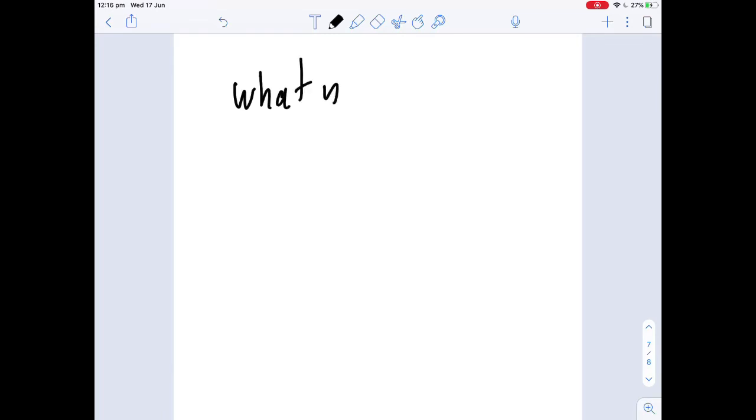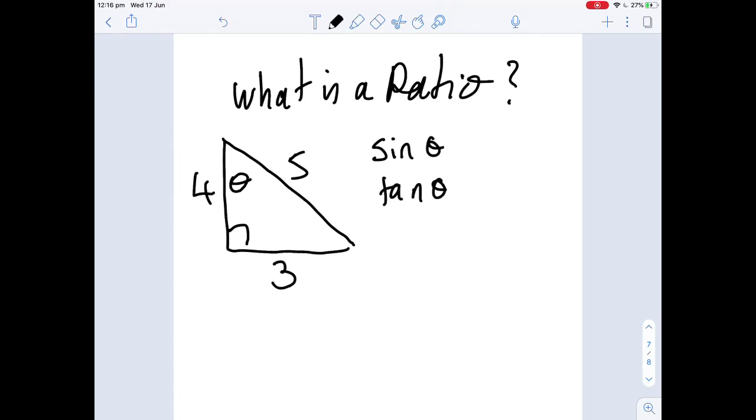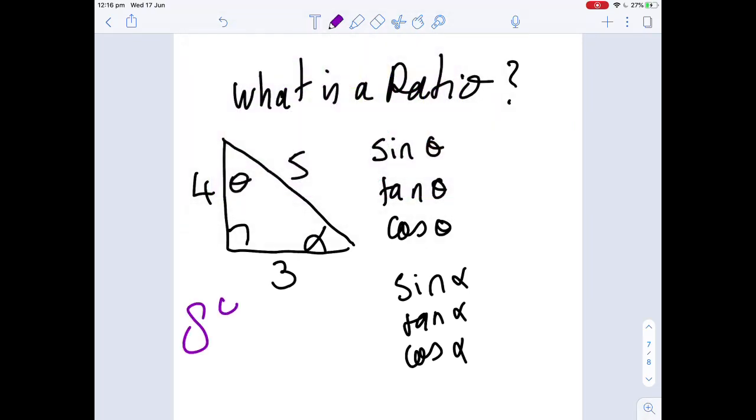What is a ratio? In trigonometry, we talk about ratios. So what do they actually mean? If you have a right angled triangle here, I'm just going to pick a normal 3, 4, 5 triangle. I'm going to put my theta here, and I'm going to ask you to do for me the sine ratio, the tan ratio, and the cos ratio of this triangle. And then I'm going to put alpha, and I want you to do for me, again, the sine alpha, the tan alpha, and the cos alpha of this triangle. But before we do that, we have to remind ourselves of our ratios: Some Old Houses Can Always Hide Their Old Age.